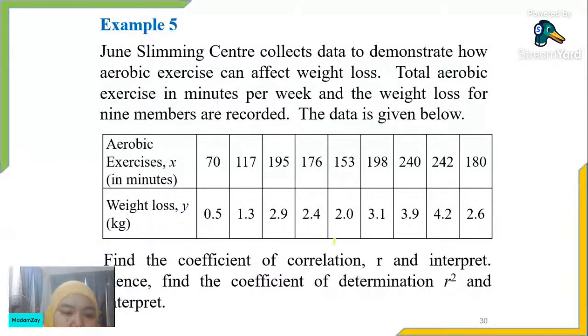So, what does the question ask you to find? First, find R and interpret. Later, find R squared and interpret. Okay, there is "hence". For this one, they ask you to find R first, and after that we find R squared. For this one, it means that you use the rounded-off value, because there is "hence" in the question. So we need to use the previous answer to find R squared. The previous answer is R, so we use the rounded R and then square it to find the coefficient of determination.